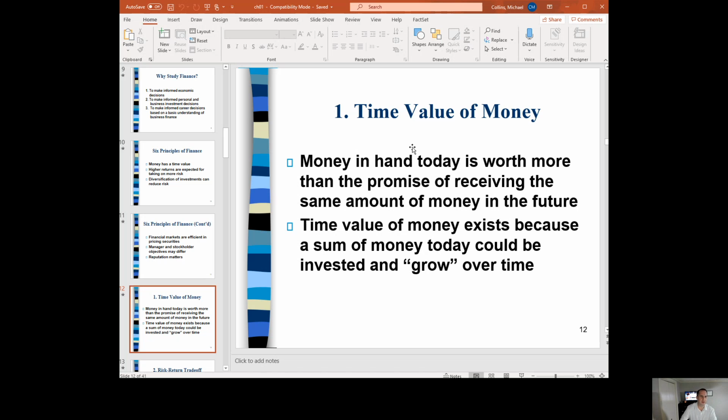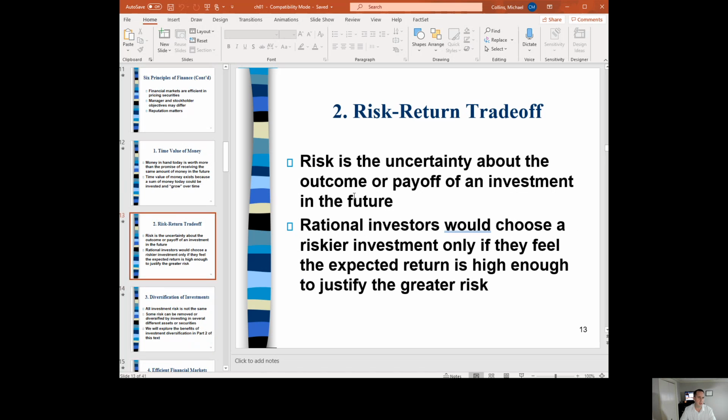Time value of money. We already talked about this a great deal, but money in hand today is worth more than the promise of future money. Time value of money exists because the sum of money today could be invested and could grow.